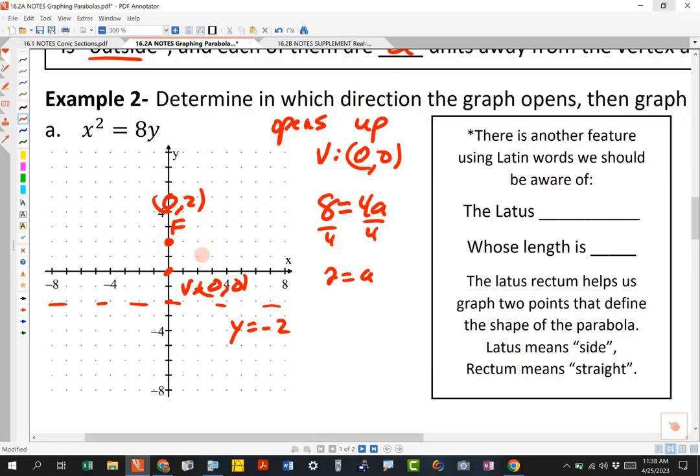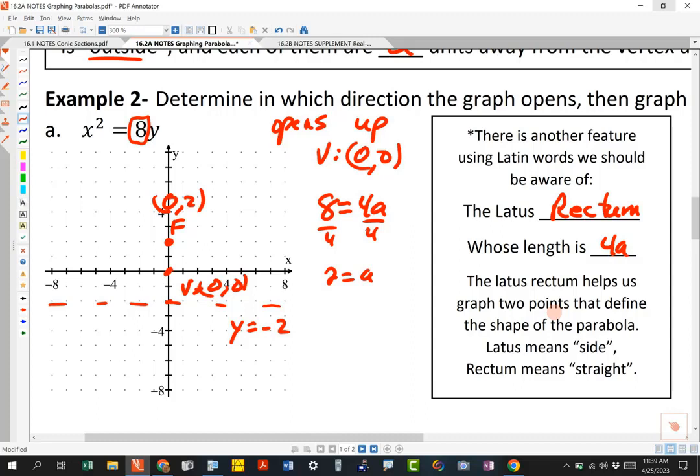Now, you ready? There's one other important thing that we can use on here, and it's a Latin word. It's the latus rectum. The latus rectum is 4a units long, so it's the same as this number right here. And the latus rectum helps us find 2 points that define the shape of the parabola. The reason it's called the latus rectum is in Latin, latus means side, and rectum means straight.